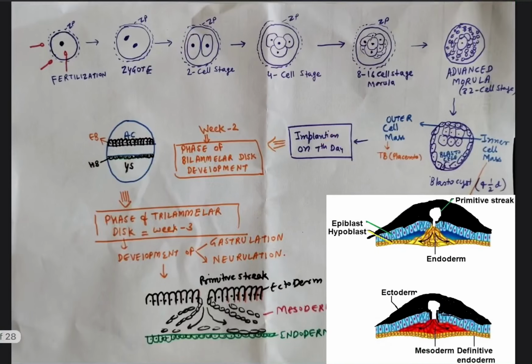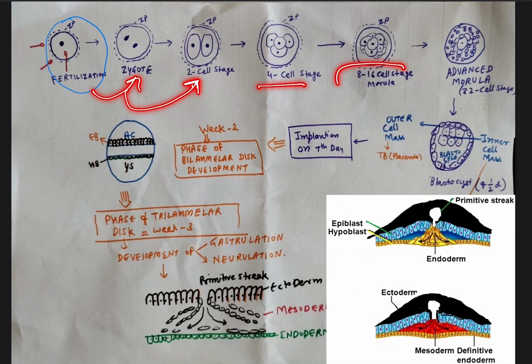So let's start. As we all know, after fertilization it forms a zygote, and this zygote after cleavage forms the 2 cell stage, then 4 cell, and further cell division makes 8 to 16 cell and then the 32 cell stage. This 32 cell stage is known as the morula. Further, this morula differentiates so that it forms an outer cell mass and an inner cell mass. The outer cell mass will provide nutrition to the inner cell mass, which will form the future embryo proper.